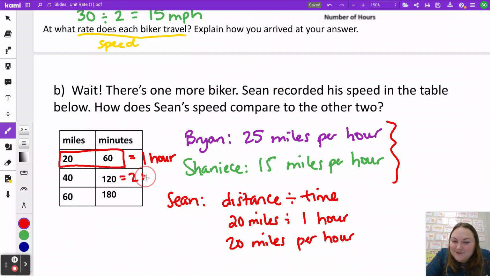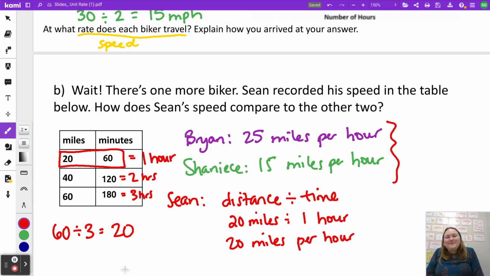120 minutes would be 2 hours. 180 minutes is 3 hours. And if you do any of those division problems, you're getting that same speed of 20 miles per hour. I like this last one because it makes you think a little bit, but it's a good reminder that when we're looking at these, if you want to compare situations, you need that to be the same data, the same information. So here, that same information was we need them all to be in miles and hours.